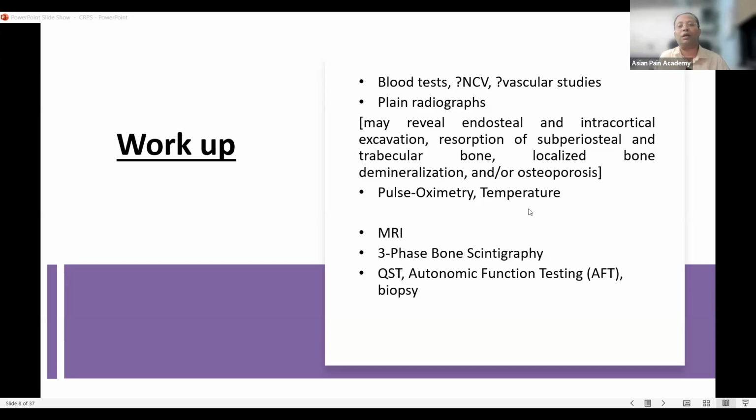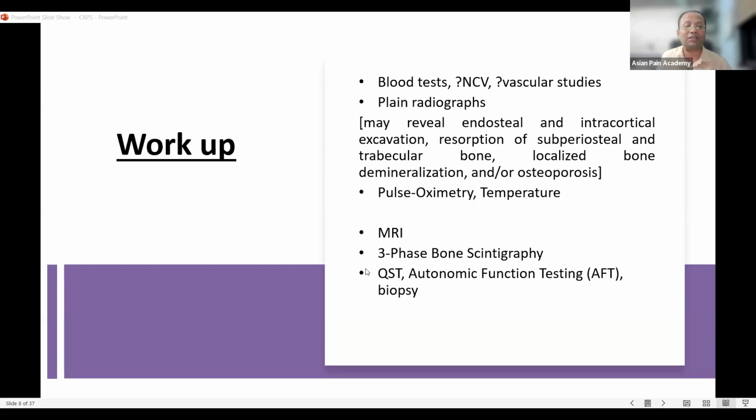Now, temperature also: usually there is a 2.5 degree Fahrenheit temperature difference between the two limbs if one limb is affected. It is a minimum, there can be more difference also. Then comes MRI. MRI also shows the osteoporosis area.